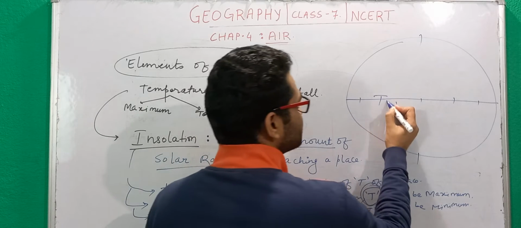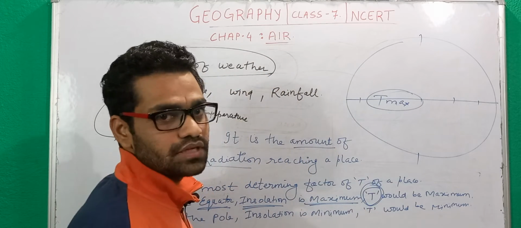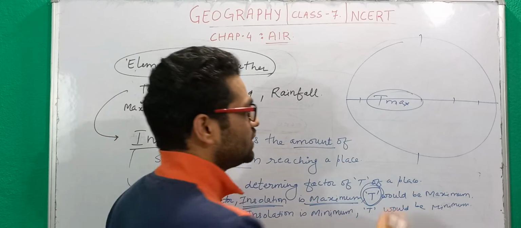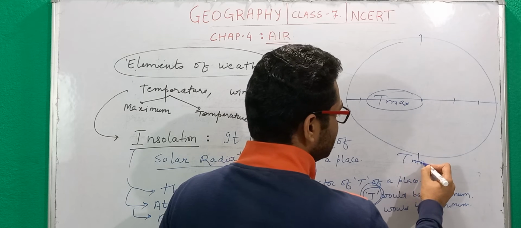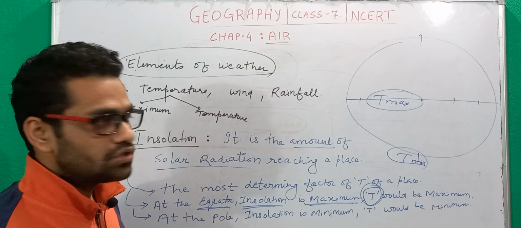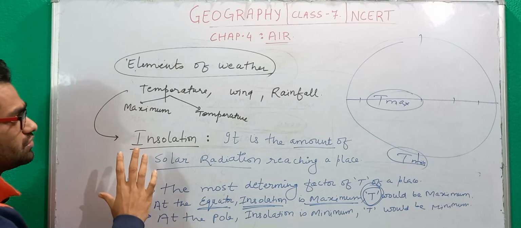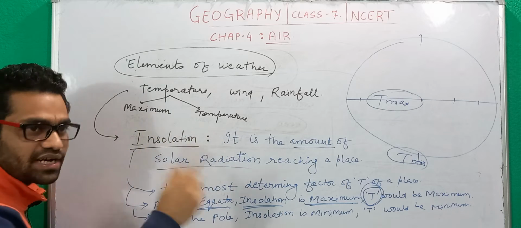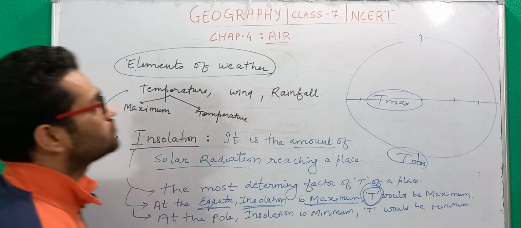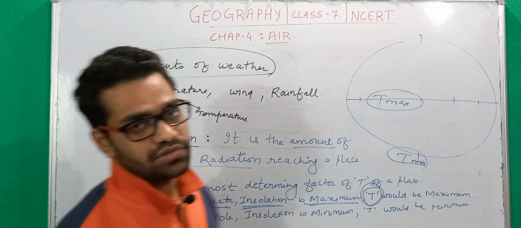That is why this area gets maximum temperature. And at poles you will never ever have the sun directly overhead. That is why here I will say T minimum, that is the minimum temperature you will receive at the poles. So I hope this is very clear. Insolation is something that directly impacts the temperature that a place will have. Okay, so this was all about insolation and temperature.